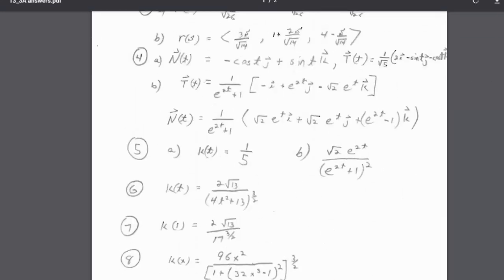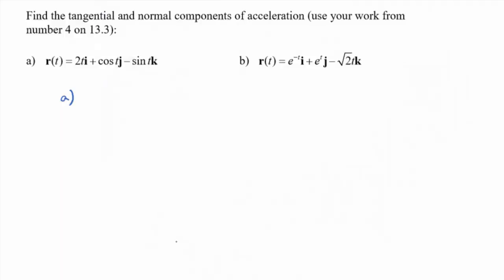So it looks like for part A, for some reason I wrote N of t first, but it looks like N of t is negative cosine t j plus sine t k. So you know what I'll do? I'll just copy these guys in there. What I'm saying here, I'm trying to make this user-friendly. Don't do all this work over again, right?